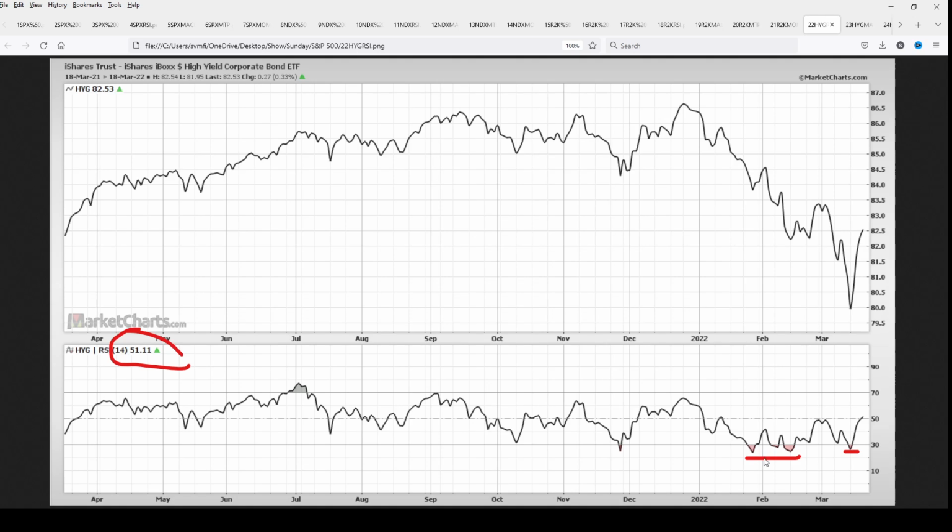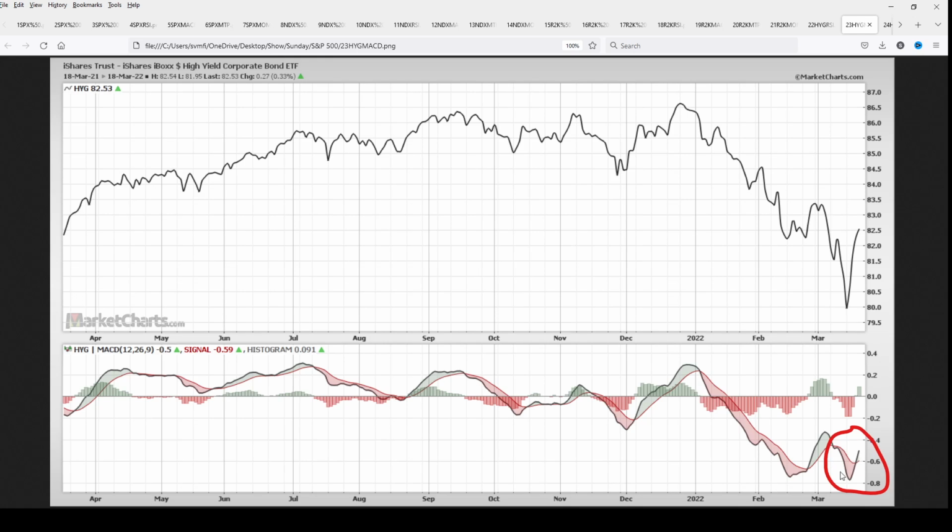This is constructive. You look at the relative strength indicator, oversold in late January, oversold in February, oversold in early March. I shouldn't say mid-March. We're closer to that. And now it's back over 50. So definitely people looking to buy high yield bonds. You want to see high yield bonds rally with the equity market. You don't want to see them get left behind.